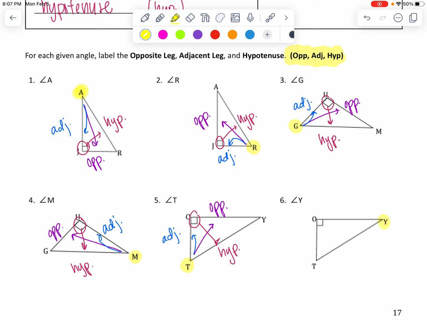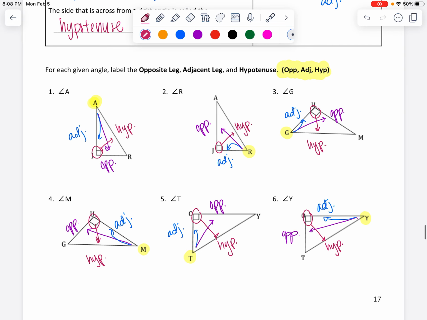Number 6, we're looking at Y. Across from your angle of Y is your opposite side. The side that is not the hypotenuse, but is right next to your angle, that's our adjacent side. And then we have across from the right angle. That is your hypotenuse.